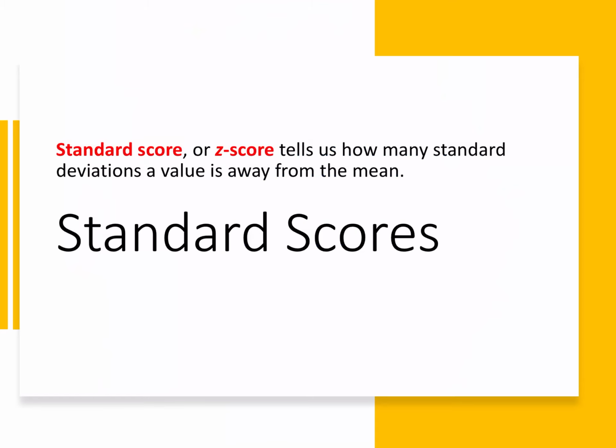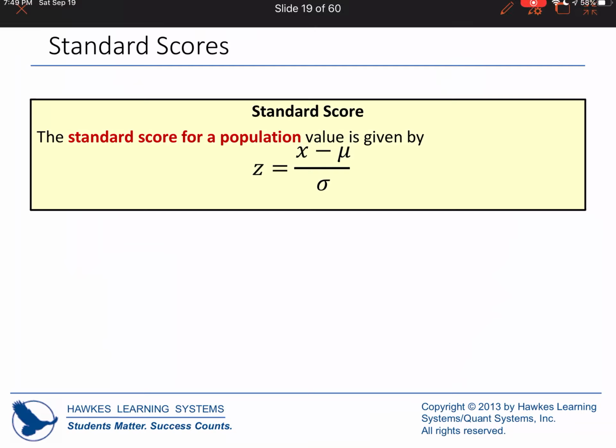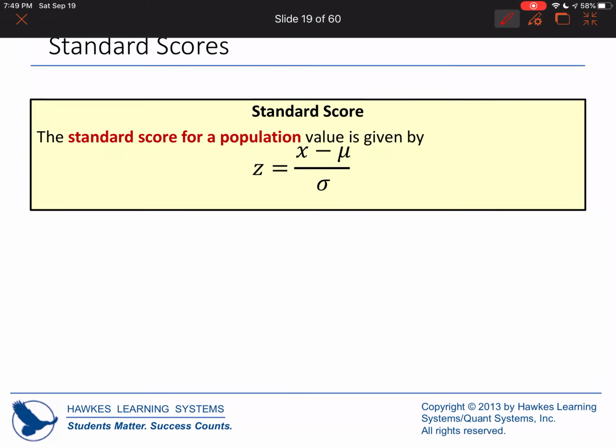So a standard score, or a z-score, again, tells people how many standard deviations a value is away from the mean, and also is it above or below. And this is the formula right here. It's called a z-score. So it's z equals (x minus mu) over sigma. So x is whatever your data point is, whatever number you're trying to standardize. Mu, of course, is your mean. And then sigma, of course, is your standard deviation.